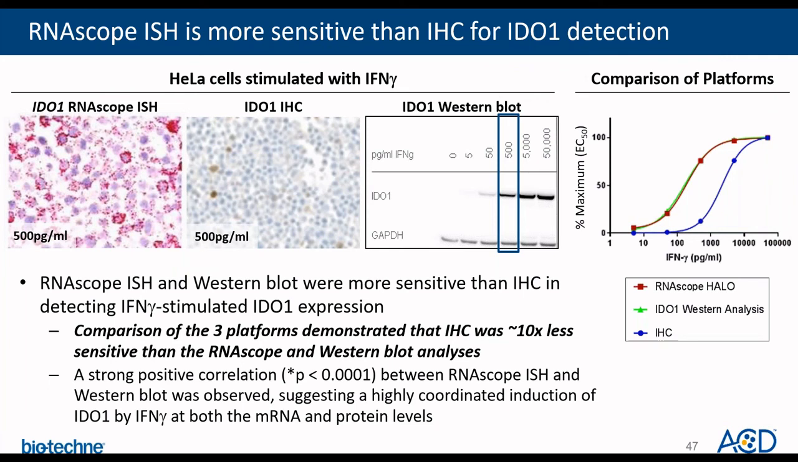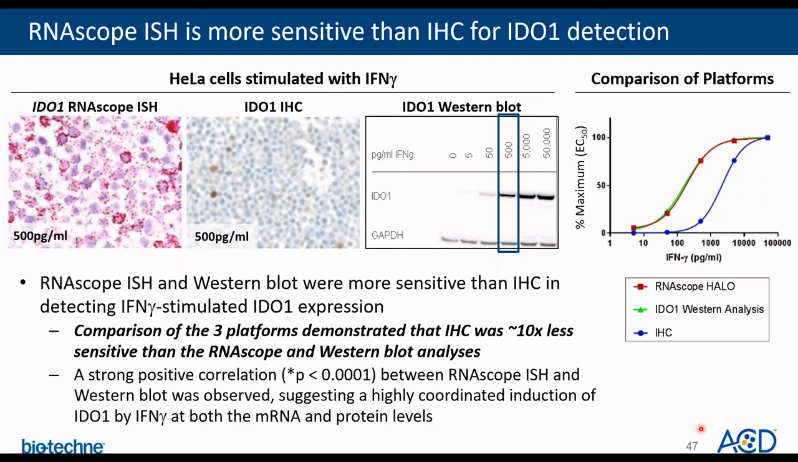So basically, for that assay, HeLa cells were stimulated with interferon gamma at a varying concentration for 18 hours and assayed for IDO1 expression by either RNAscope ISH or IDO1 IHC or a Western blot analysis. The plot on the right here is showing that IHC was 10 times less sensitive as compared to RNAscope or Western blot.